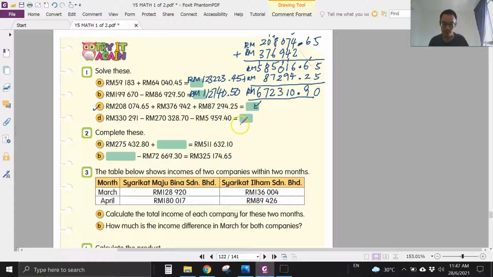Okay, for D, I'll just straight away give you the answer, 330,291 ringgit minus 270,328 ringgit and 70 cents minus again 5,959 ringgit and 40 cents. So you should get 54,002 ringgit and 90 cents.